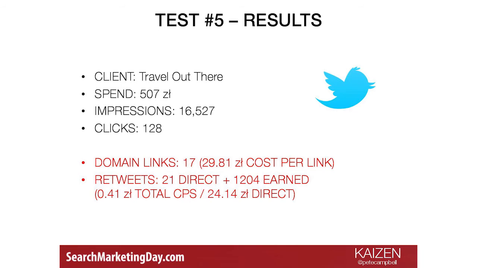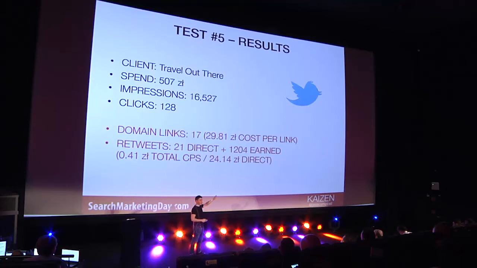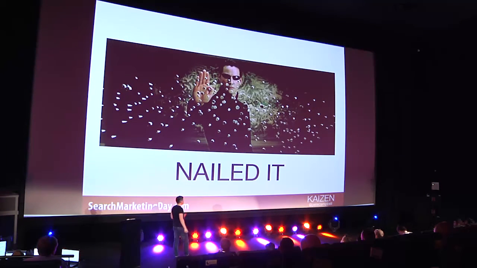We earned 17 domain links, low cost per link again. But what was interesting is, a bit like Facebook, the number of tweets I earned was actually really low. But because Twitter is an open platform, it acts as a catalyst for a lot more social shares. So although we paid for 21, we earned 1,200 more. In my opinion, that's really good value for money. Now, at this point, I felt like I got things pretty much nailed. I knew which content advertising platforms and social ones were crap and really good.